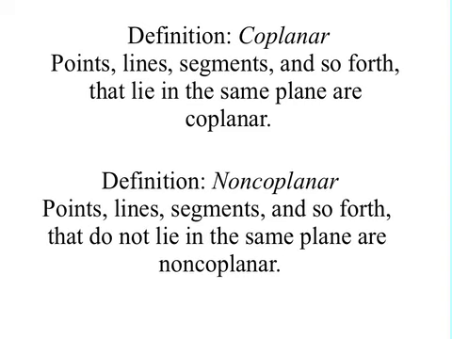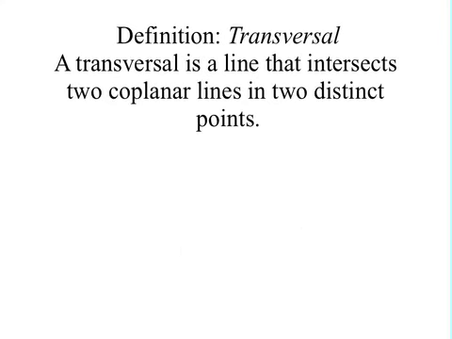Another definition, non-coplanar: points, lines, segments, and so forth that do not lie on the same plane are non-coplanar. And yet another definition, transversal. A transversal is a line that intersects two coplanar lines in two distinct points.